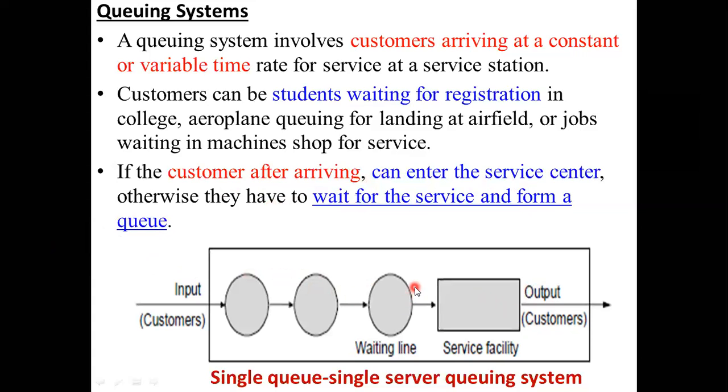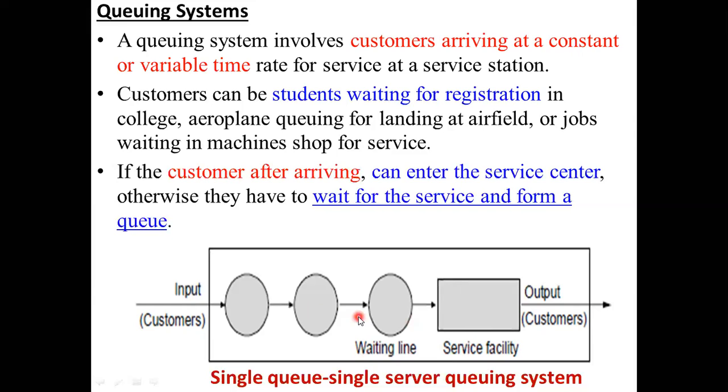Why is it called a single queue, single server system? Because it has one single queue and only a single server. If you look at this diagram, this is the one queue and this is the one server. For example, if you go to a cafeteria and there is only one person at the counter, we make a single queue because the server is only one and the counter is only one. Similarly, if there are two servers, we make two queues.